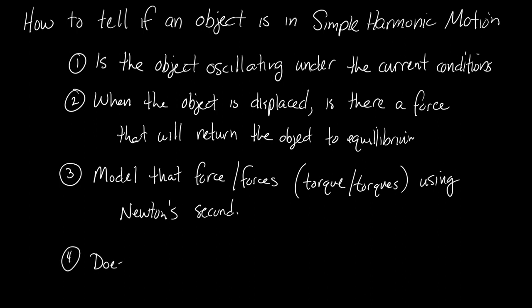And then does the model match the generic expression for an oscillator? Meaning sub in for the acceleration, dv dt and dx dt.